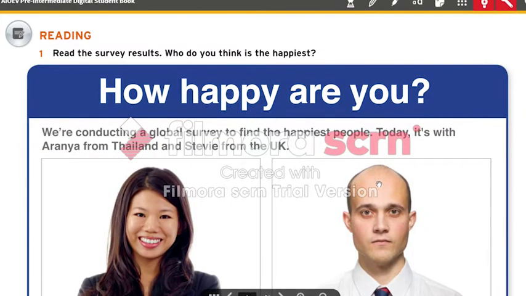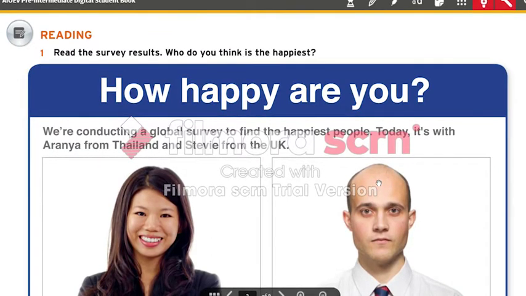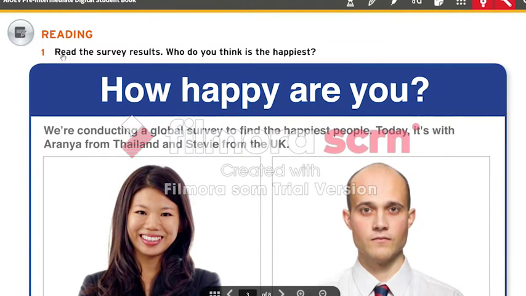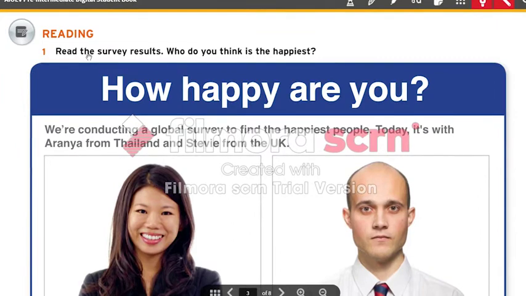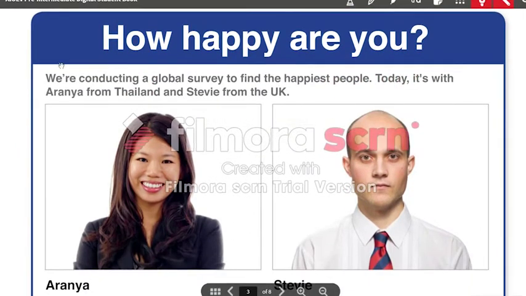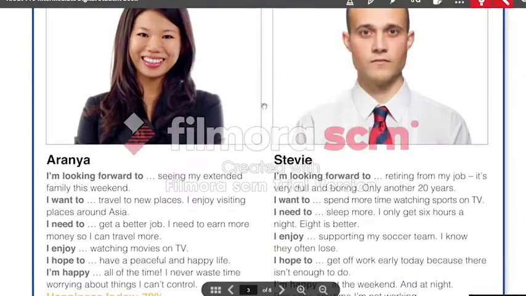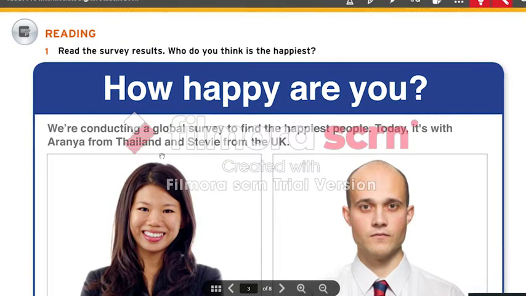Today we're gonna continue with unit number 9. In order to do this, we're gonna start with the first topic, which is a reading topic. Let's see. In the first exercise we have: read the survey results. Who do you think is the happiest? Okay, so over here we have this lecture that is called How Happy Are You? So you're gonna have to read this lecture and answer the question. Okay, do it, and when you finish, we'll continue.